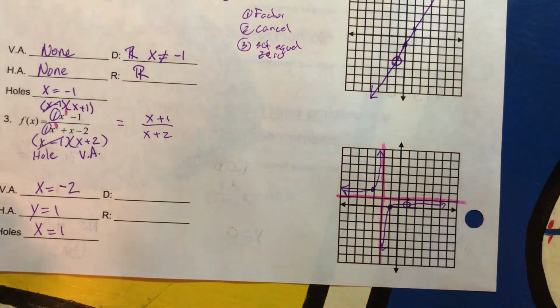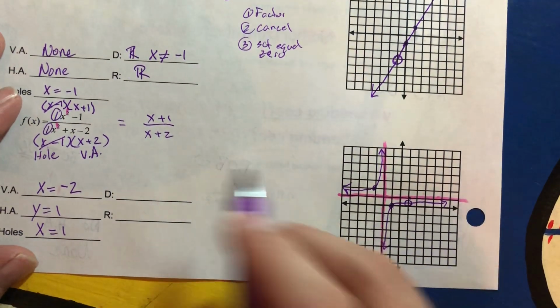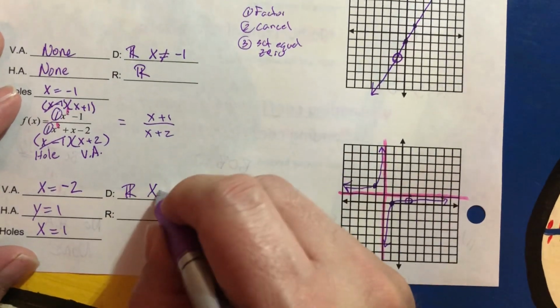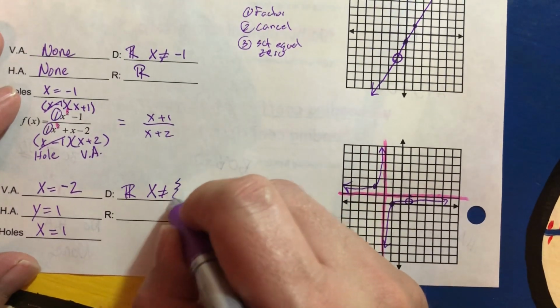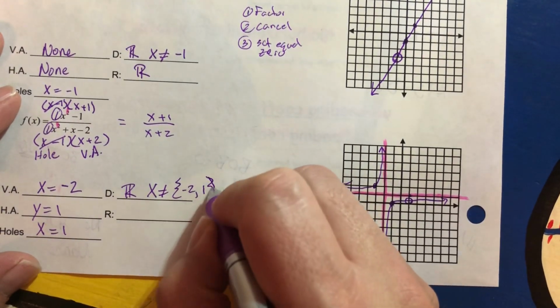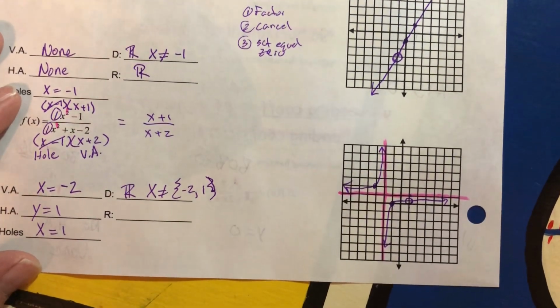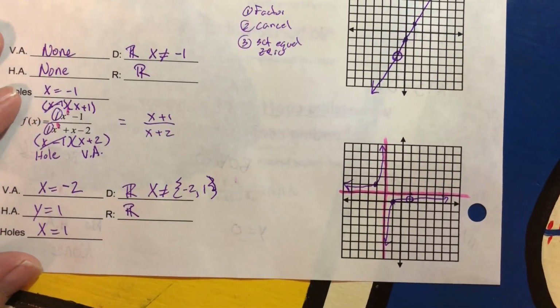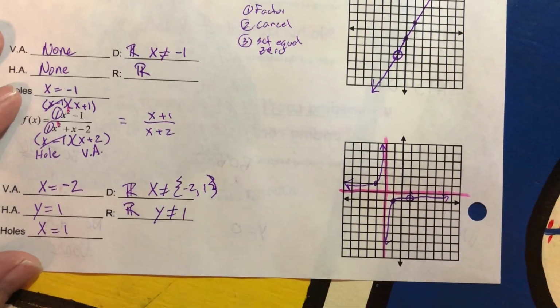And then I can go ahead and finish up the domain and range. So the domain here, all reals, x cannot equal -2 or +1. And then the range is all reals, and y cannot equal 1.